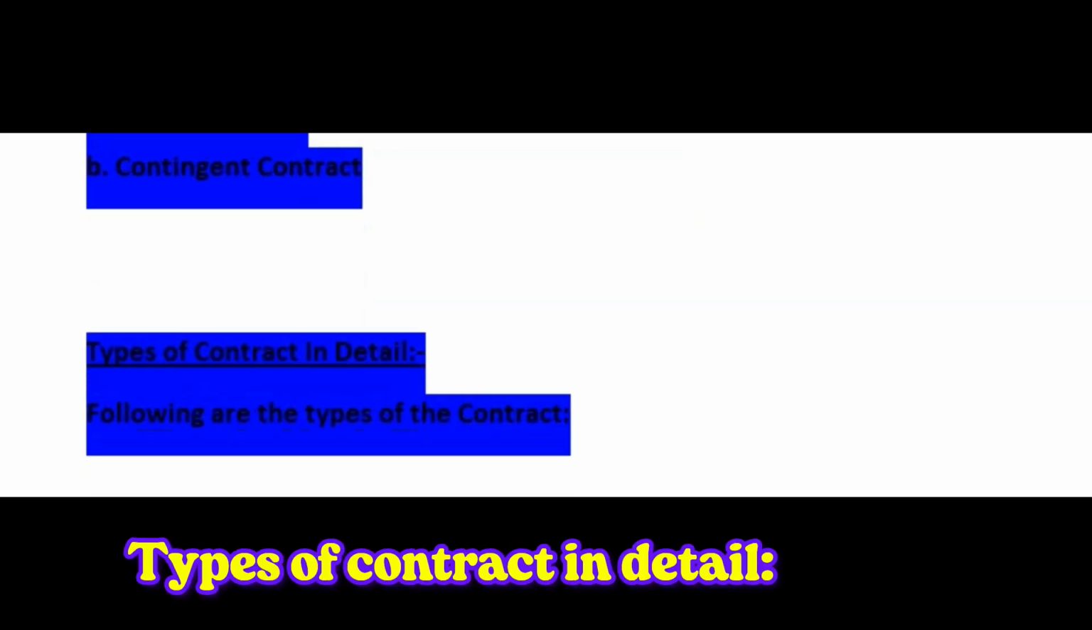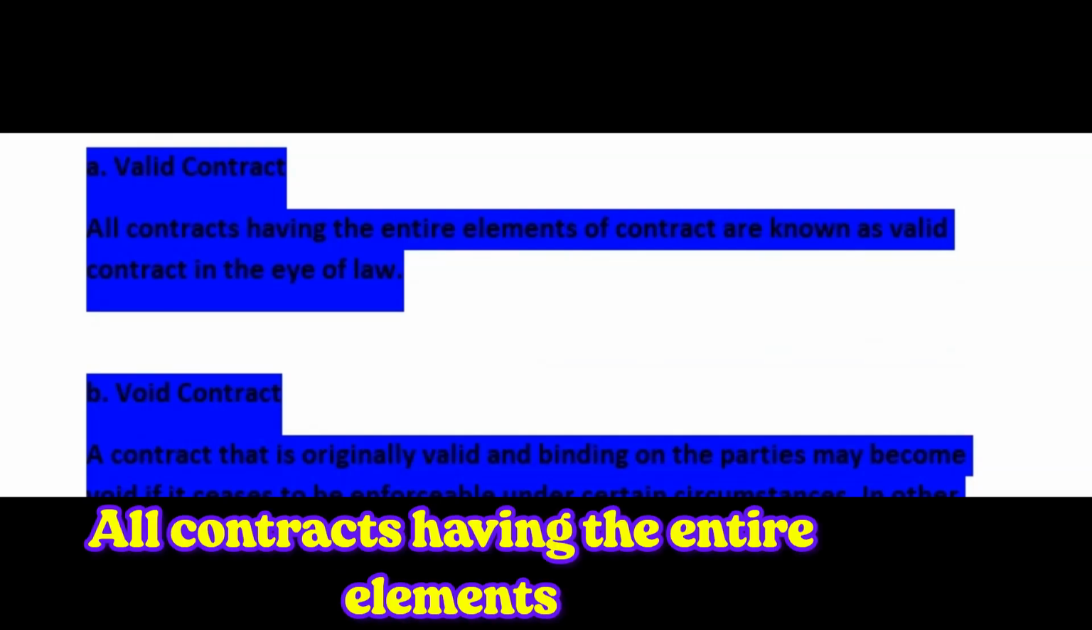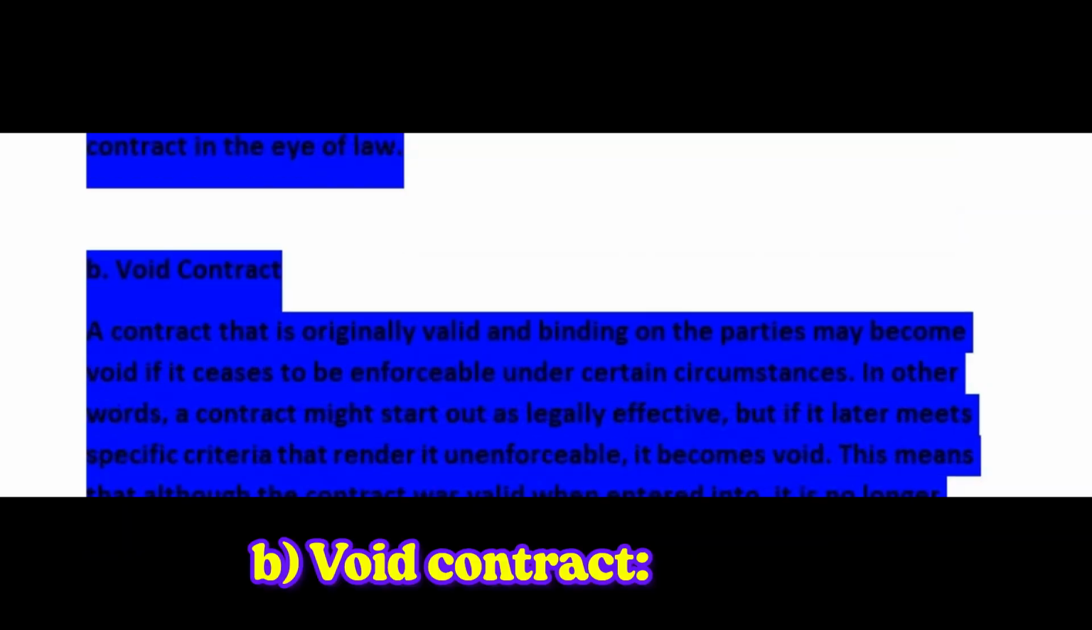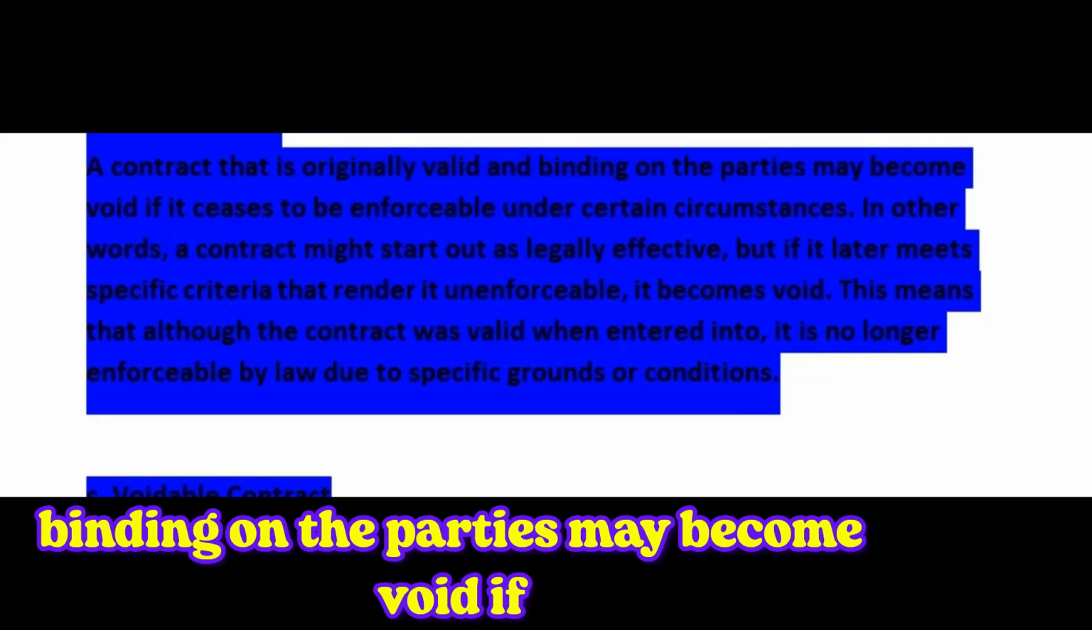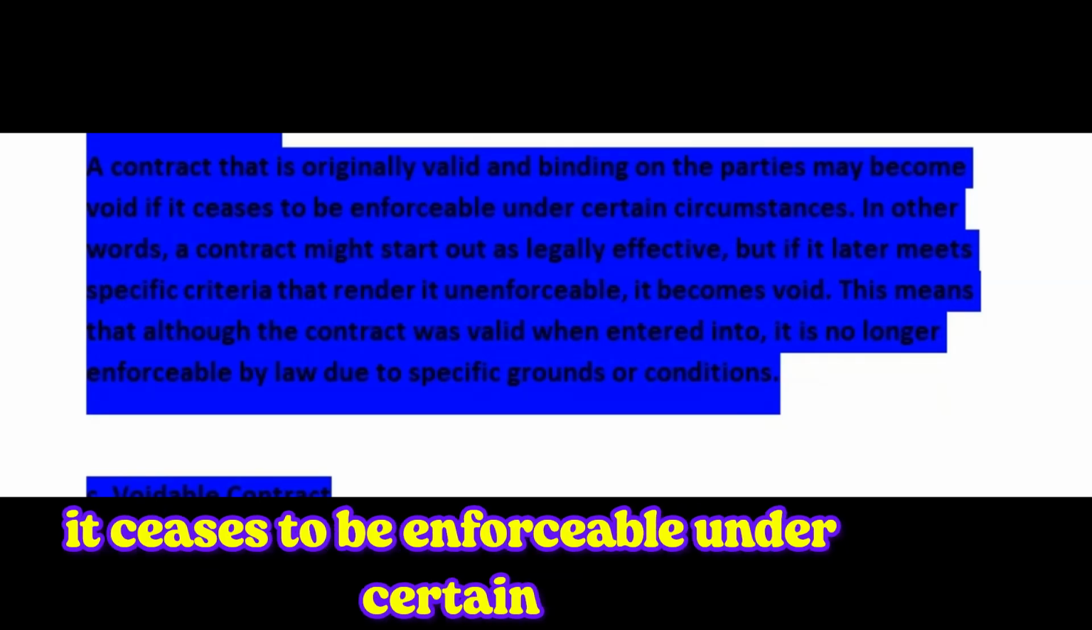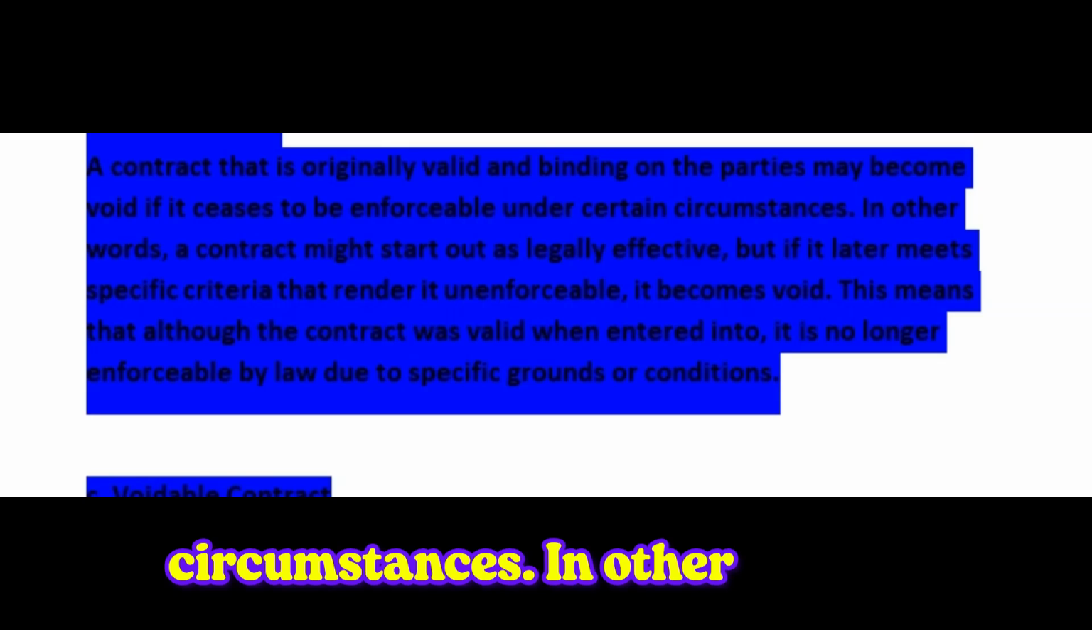Types of contract in detail. Following are the types of the contract. 1. On the basis of enforceability contracts. A. Valid contract. All contracts having the entire elements of contract are known as valid contract in the eye of law. B. Void contract. A contract that is originally valid and binding on the parties may become void if it ceases to be enforceable under certain circumstances.